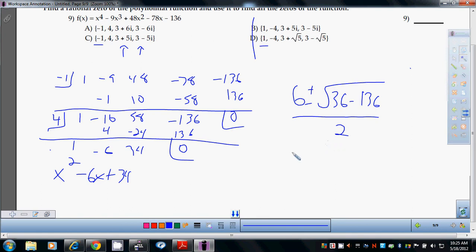So 6 plus or minus, let's see, this will be 100, negative 100. Square root of negative 100 is 10i. So if we divide both those by 2, it is 3 plus or minus 5i.